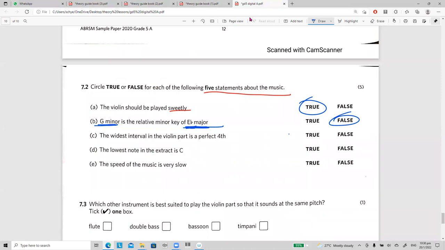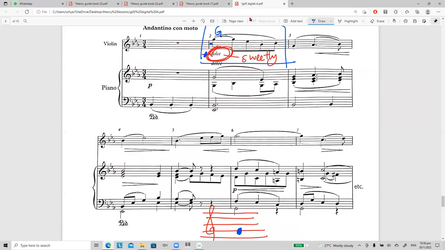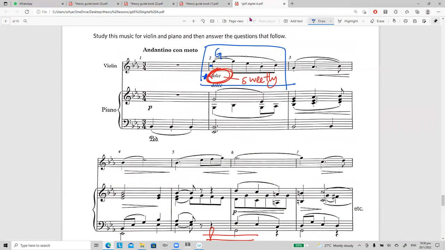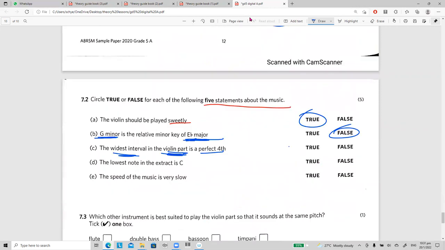The widest interval in the violin part is the perfect fourth. So look at the violin part only, and find the biggest interval. Okay, it looks like the biggest interval is here. C to G is a fifth, which is even bigger than a fourth. So this is not true. This is false.